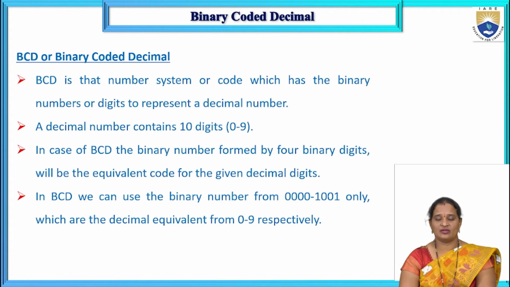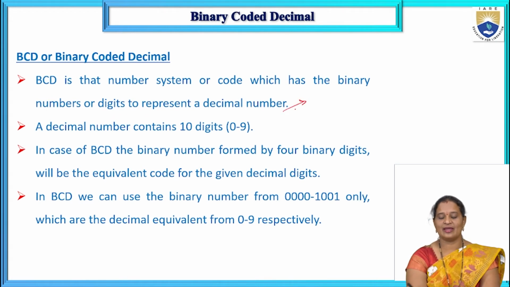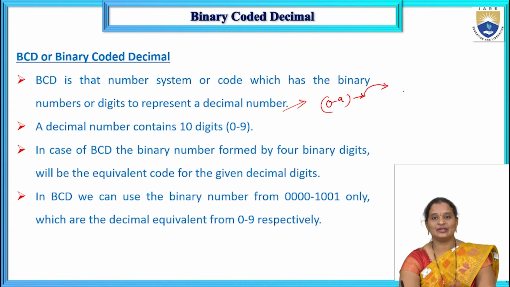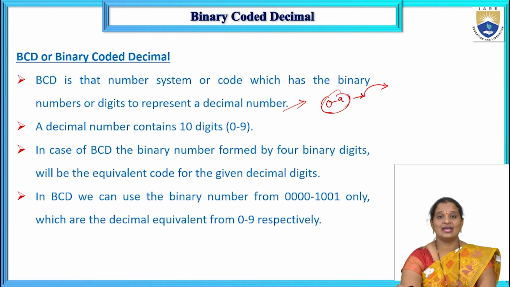So binary coded decimal, or BCD, what does it stand for? BCD is that number system or code which has binary digits to represent a decimal number. What are the decimal digits we have? 0 to 9. So we will be coding this 0 to 9 into binary, and that is why we are calling this binary coded decimal. Only the decimal digits 0 to 9 will be coded into binary, and hence it is called BCD.